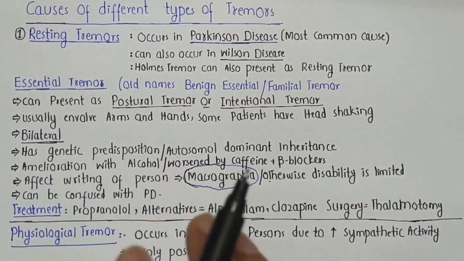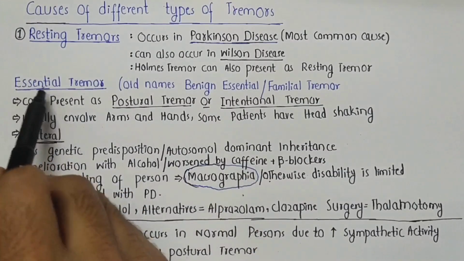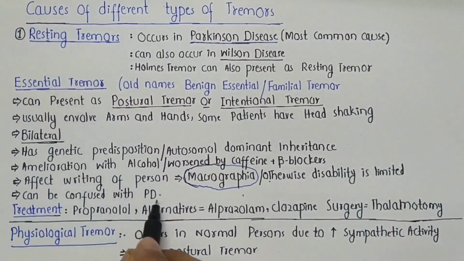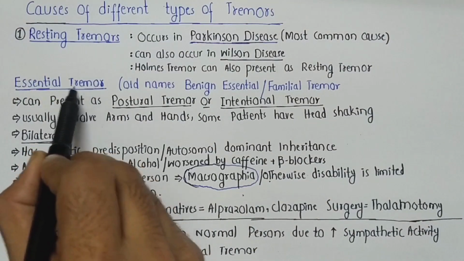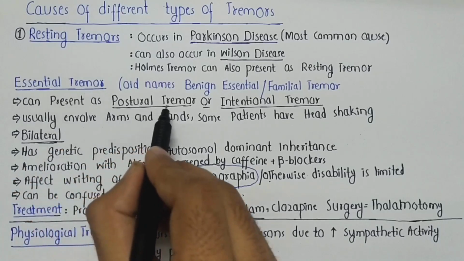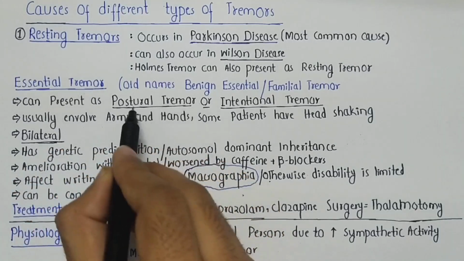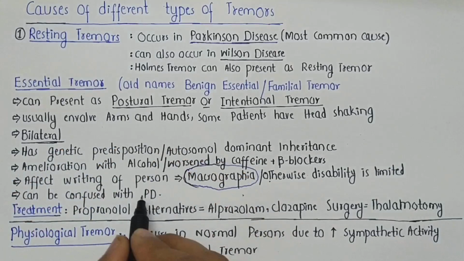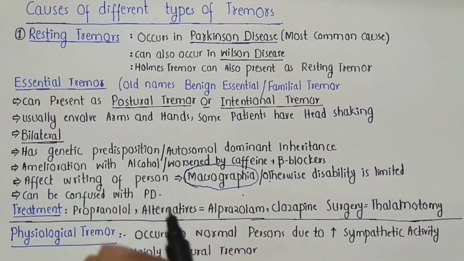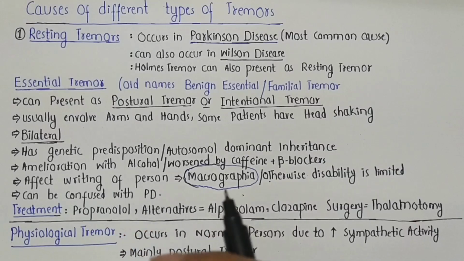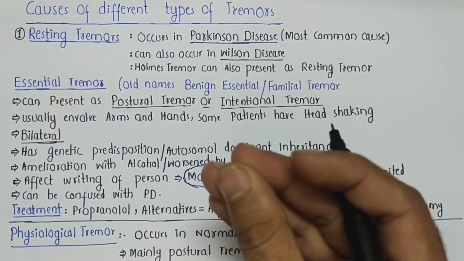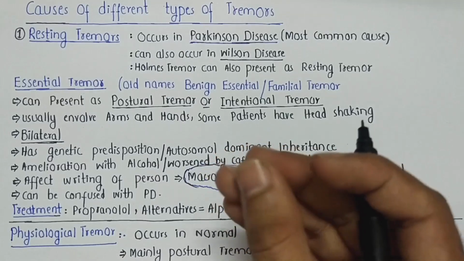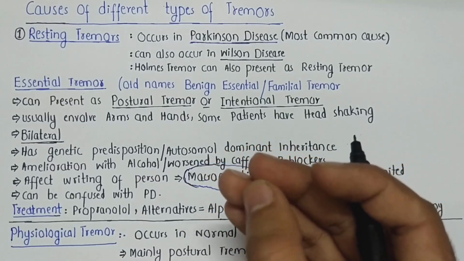The most important feature through which you can differentiate essential tremor from the tremor of Parkinson's disease is that essential tremor is always an action tremor, maybe postural type or intentional type, but always action. While the tremor of Parkinson's disease tends to be a resting type, the famous pill rolling tremor. Don't forget that pill rolling tremor, typical for Parkinson's disease.